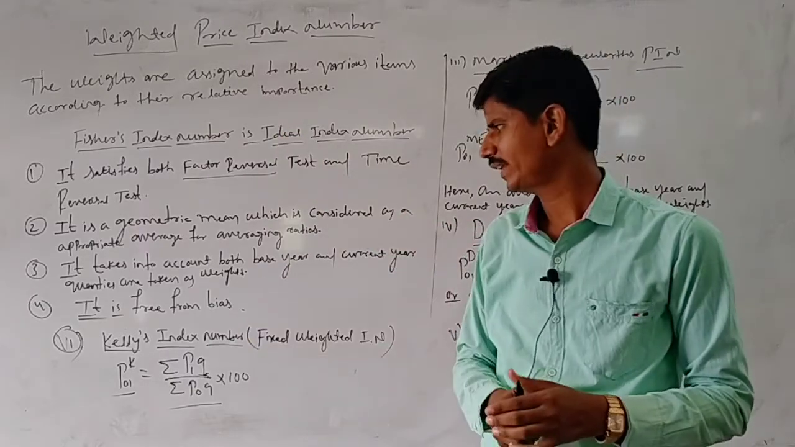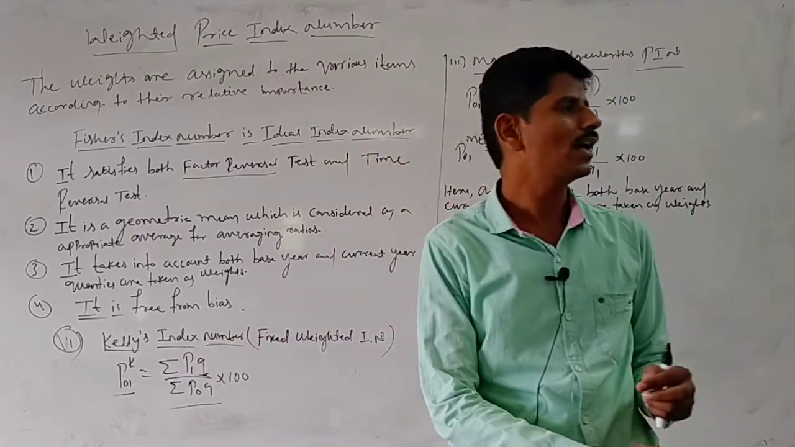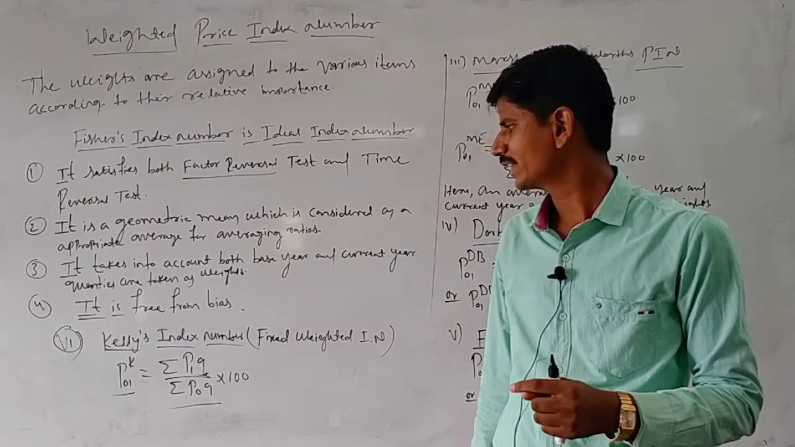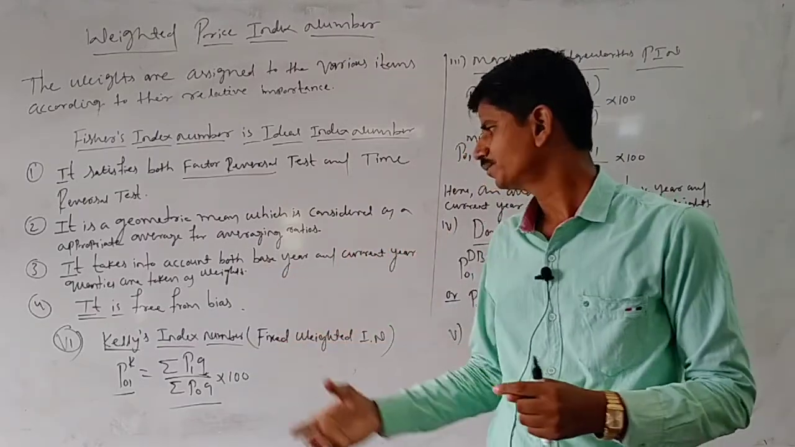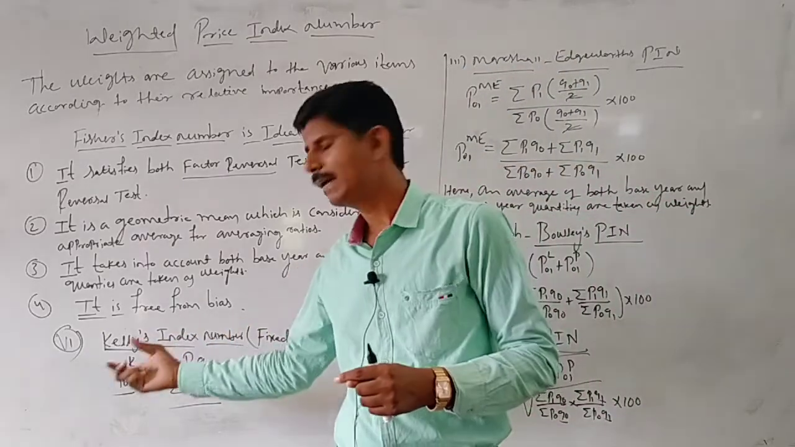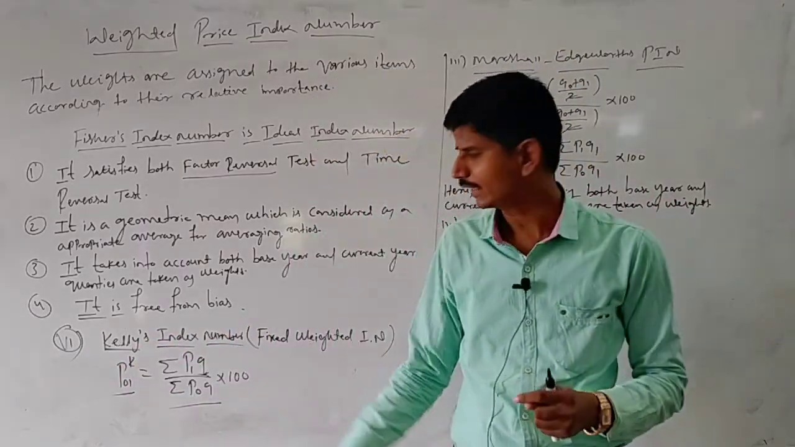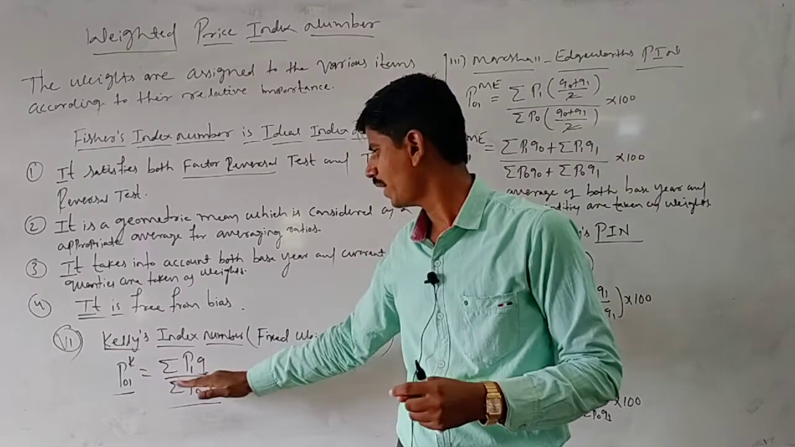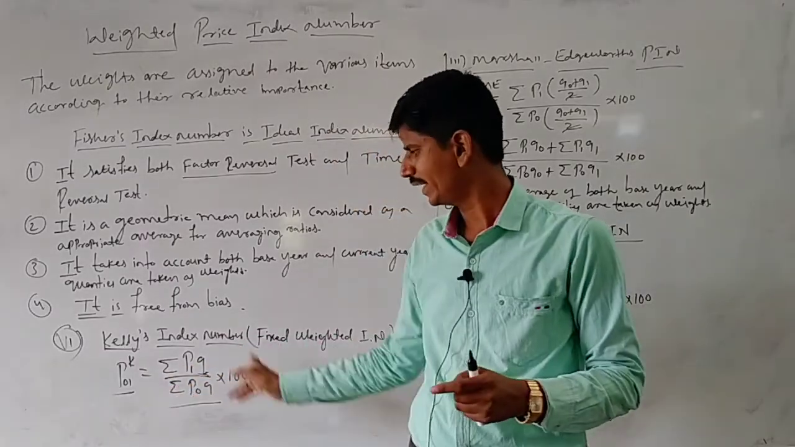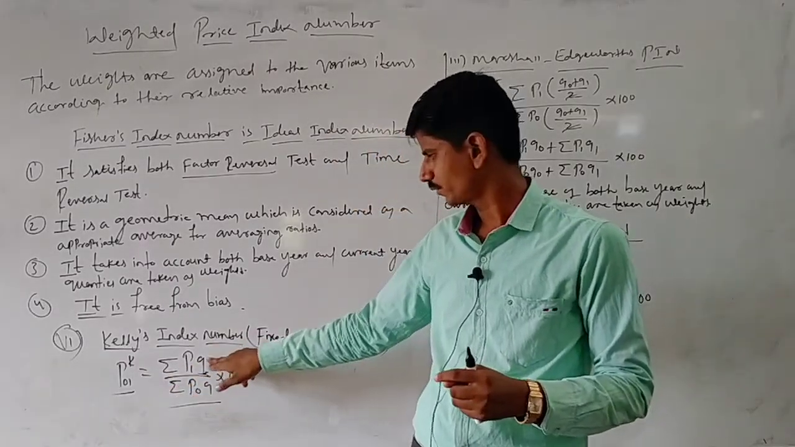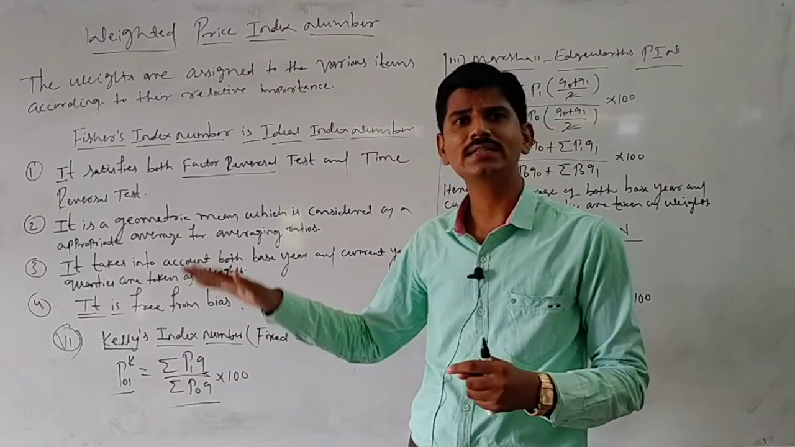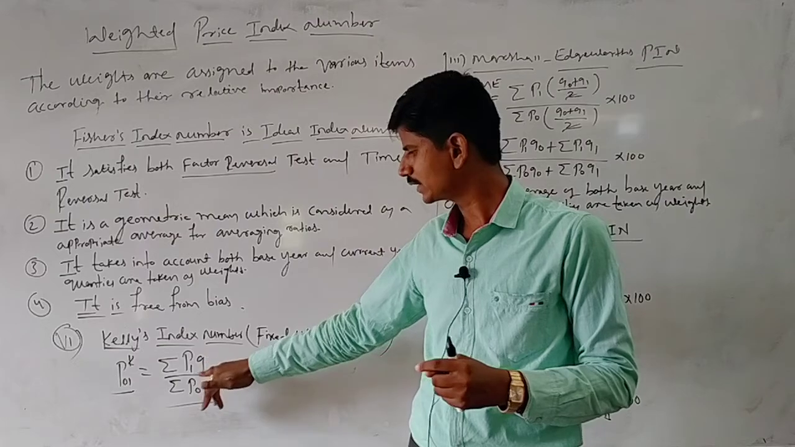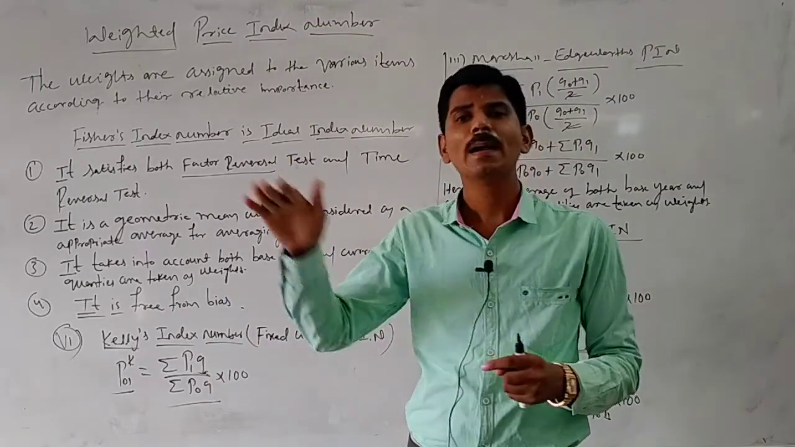The last aggregative method is Kelly's index number. Kelly's index number is also called a fixed weighted index number. It is denoted by P01K. It can be calculated as sum of P1Q by sum of P0Q into 100. Here the quantities are fixed for both the current year as well as the base year.